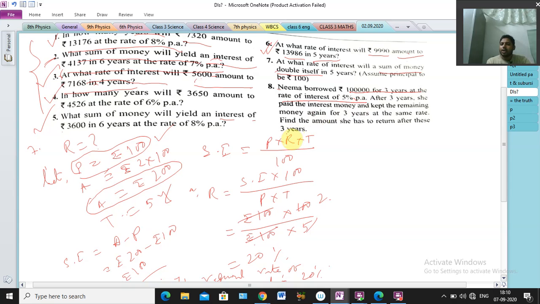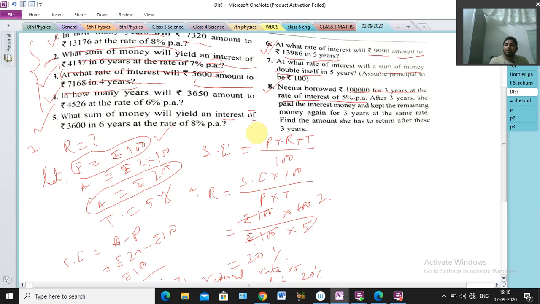Nima borrowed 1 lakh rupees for 3 years at the rate of interest of 5% per annum. After 3 years she paid the interest money, and kept the remaining money again for 3 years at the same rate. Find the amount she had to return after these 3 years.